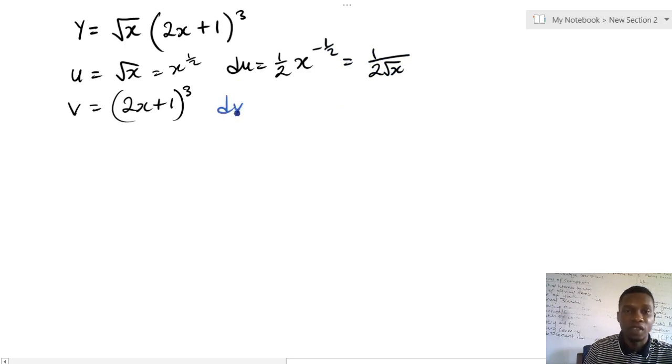But for our dv, let me use a different color for that one. For our dv, notice this is going to give us a chain rule, right? Remember, we've done the chain rule or function of function rule. This is a function of function because it is raised to the power of 3. So what do we do here? We find a derivative of this, just like how we did our function of function rule.